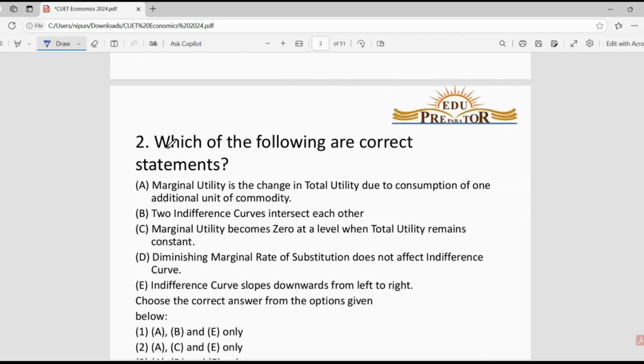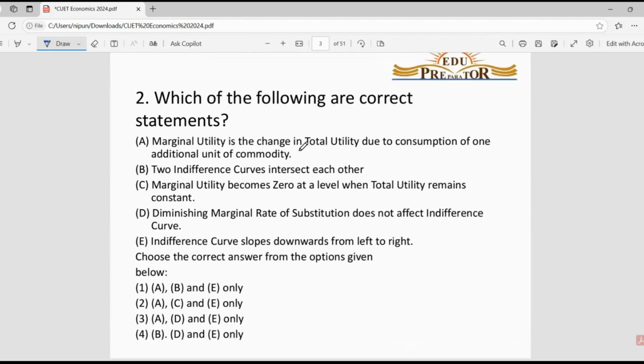Let us move to question number two. Which of the following are correct statements? Statement number one: marginal utility is the change in the total utility due to consumption of one additional unit of the good. This is absolutely correct. Two indifference curves can intersect each other. This can never happen, so the statement is incorrect. Option C: marginal utility becomes zero at the level when total utility remains constant. Children, you understand that marginal utility is the change in total utility, so if TU is constant, MU would certainly be zero. That means C is also correct.